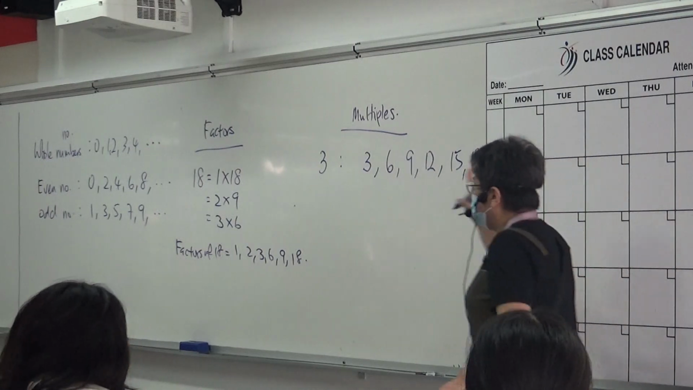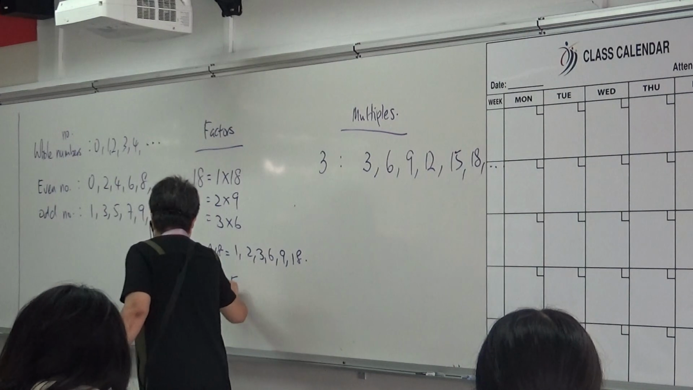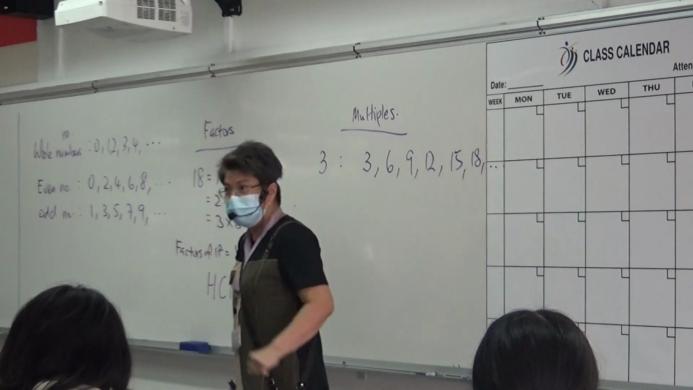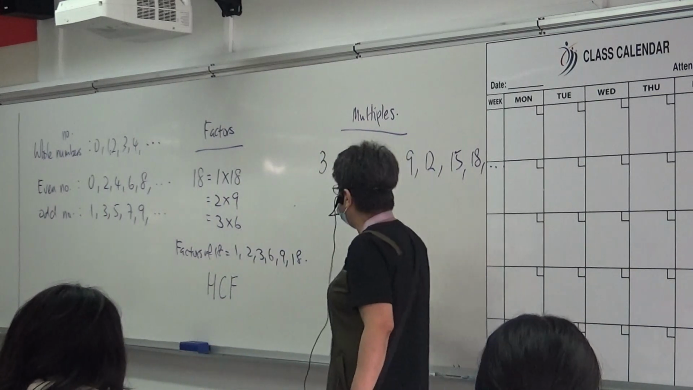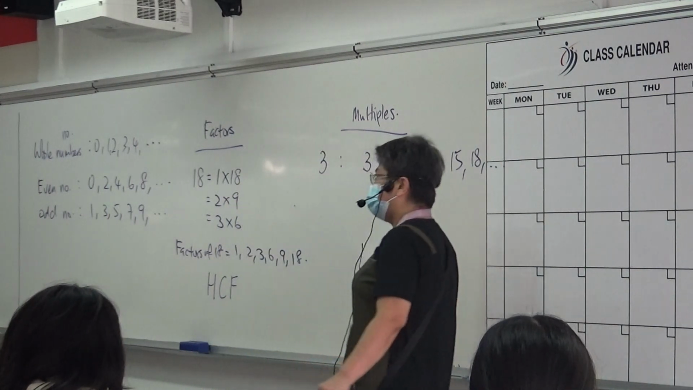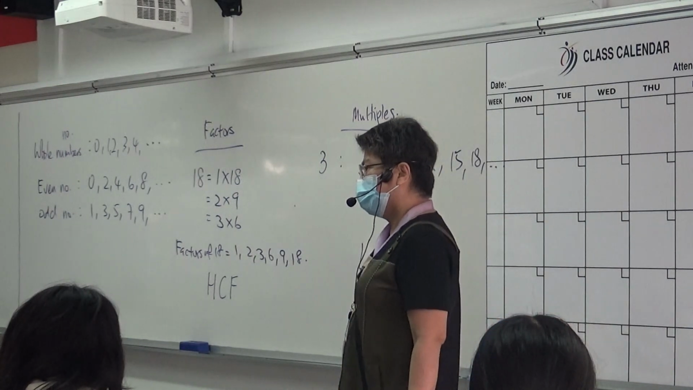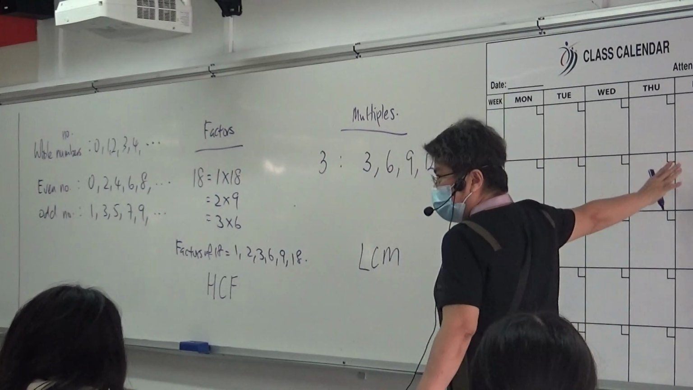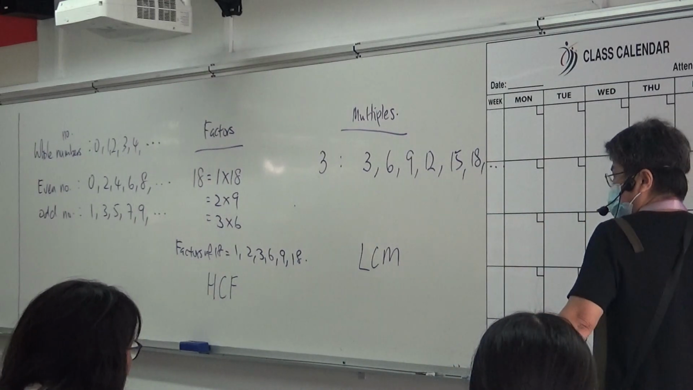Yes. So for factors, usually we look for the highest common factor of a few numbers, 2 or more. But for multiples, we look for the lowest common multiple. How come I cannot look for the highest? Because it can go on forever. You do not know where it ends. There might be some more outside.